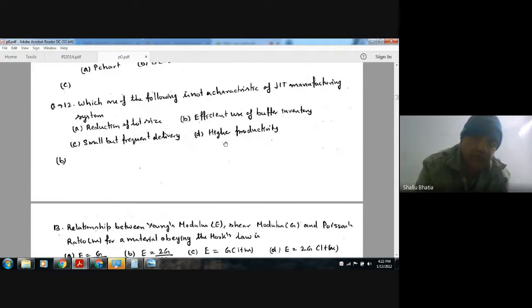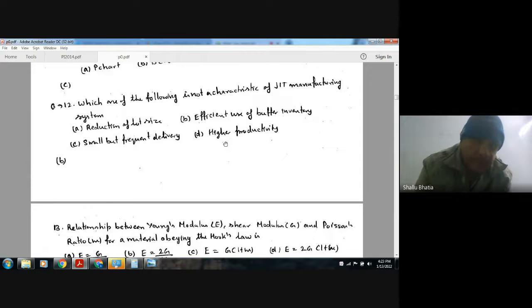Next, which one of the following is not a practice of the grid manufacturing system? A, reduction of load size; B, efficient use of buffer inventory; C, small but frequent delivery; D, higher productivity. So the answer is B. It doesn't involve efficient use of buffer inventory.